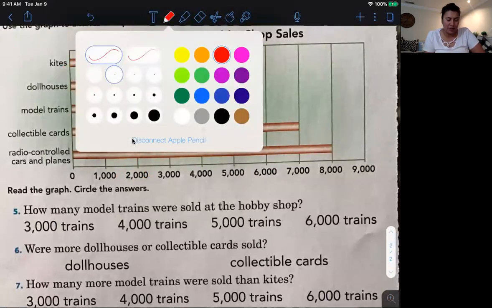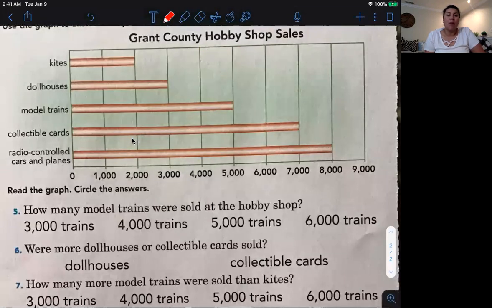All right, let's do this, first grade. How many model trains were sold at the hobby shop? Now, we're talking about a hobby shop, kind of like an antique shop, a place that sells all different types of stuff. So in this place, we're going to find kites, doll houses, model trains, collectible cards, radio controlled cars, and airplanes. Right now in the first one, they're asking us how many model trains were sold at the hobby shop. Well, we're going to look up here, and where do you see model trains, Jaden?